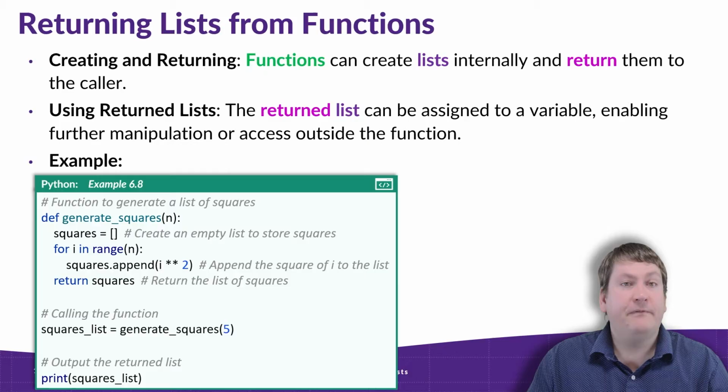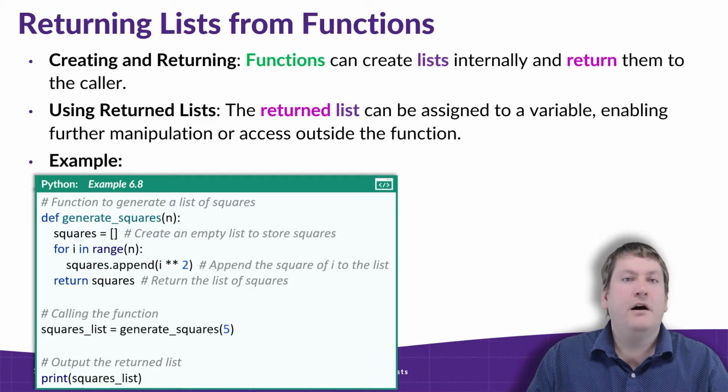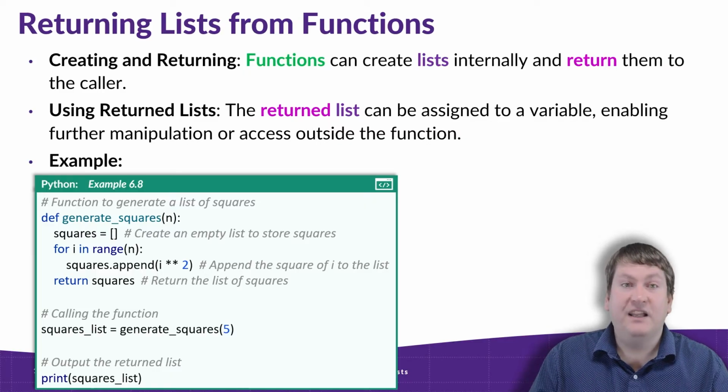Here we have a function called generateSquares that's going to create a list of the squares from 0 up to and not including the value of n that was passed to it. The function first creates an empty list, then it has a loop that runs from 0 all the way up to, but not including, n, and appends the value of i to the power of 2 for each one. So it would be 0 to the power of 2, then 1 to the power of 2, then 2 to the power of 2, all the way up to, but not including, n. It then simply returns that list.